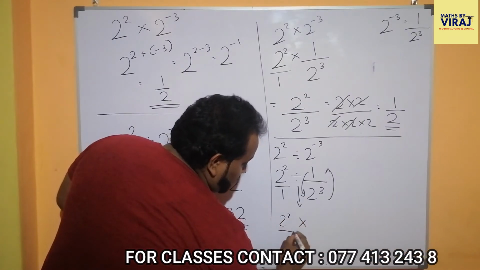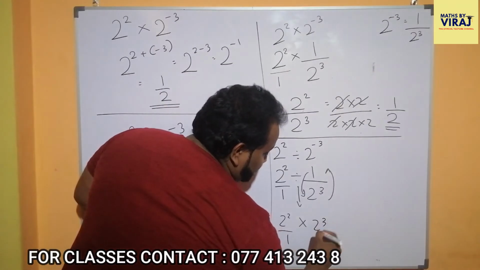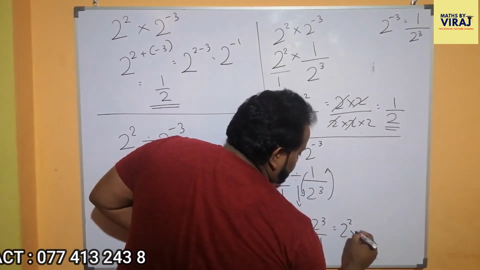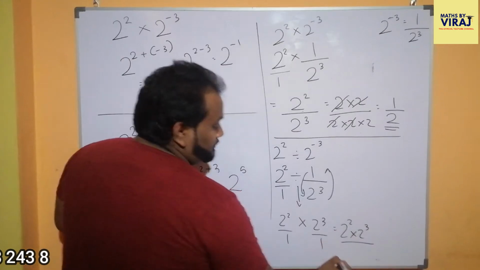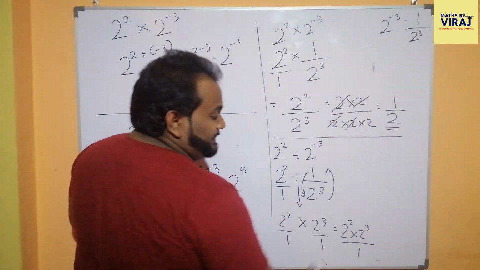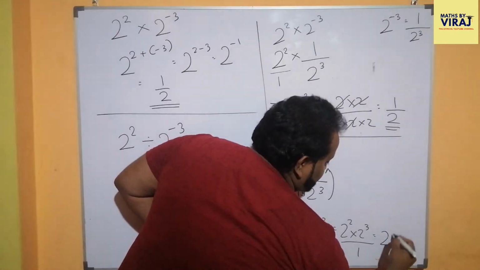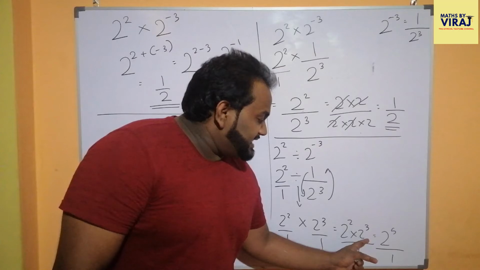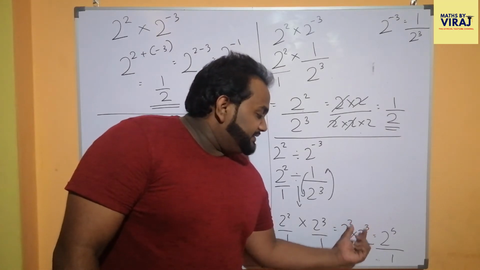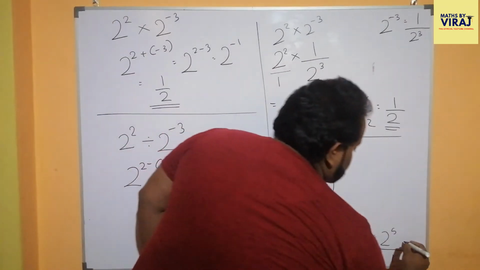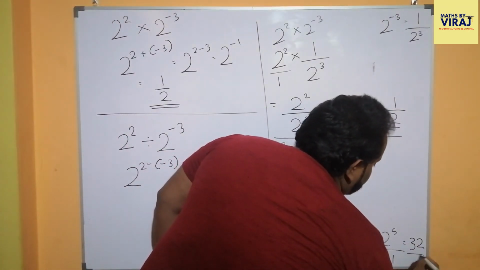2 to the power 2 over 1 into 2 to the power 3 over 1, where two indices are multiplied where the bases are same, which gives me the answer of 2 to the power 5 over 1. Why? The bases are same, we add the powers, therefore it's 2 to the power 5 over 1, getting us the answer of 32.